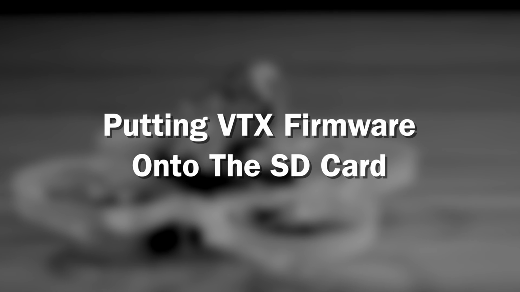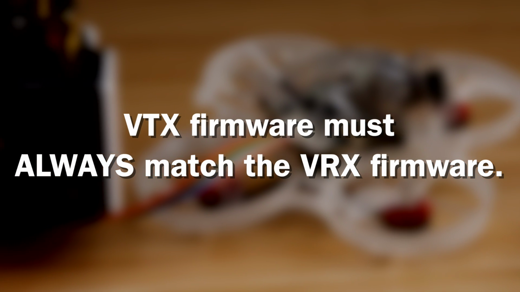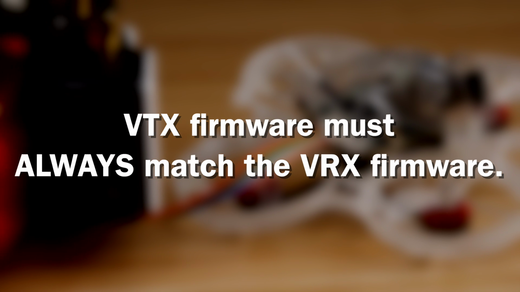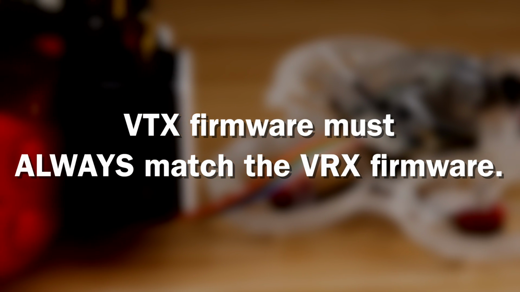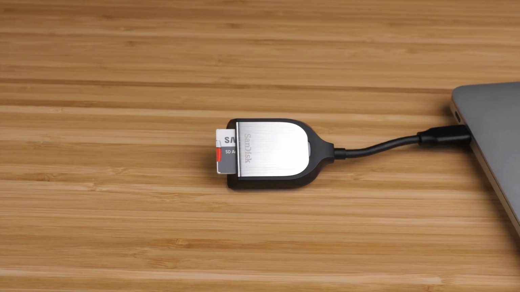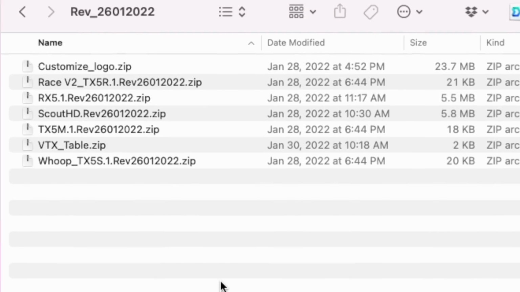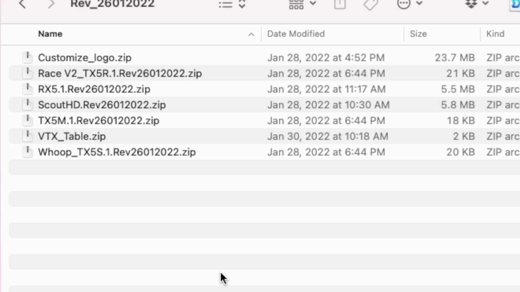Now you're ready to move on to the VTX. You always want the VTX firmware to match the receiver firmware version, so you'll want to update your VTX firmware anytime you update the receiver firmware. Fortunately, this is pretty fast. You'll need to load the VTX firmware onto the receiver's microSD card, so go ahead and put that into the computer.